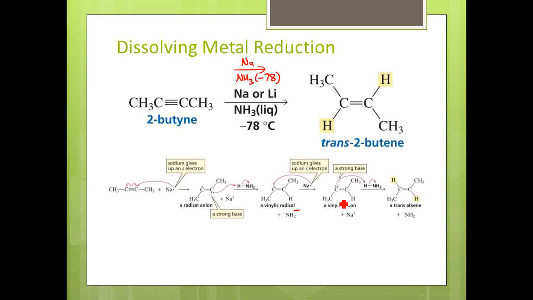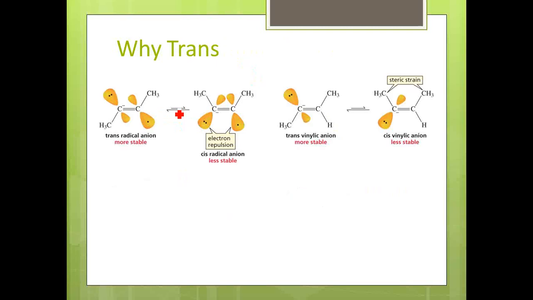Now, we have another sodium metal. It's going to donate another electron to our vinyl radical, and it's going to make a vinylic anion. So another anion. We have a radical anion, then we get a vinyl anion. And this anion is going to do the same thing as before. It's going to deprotonate another ammonia. And we finally get our alkene.